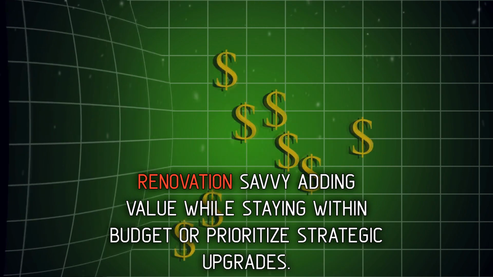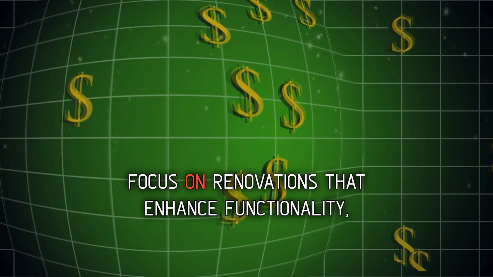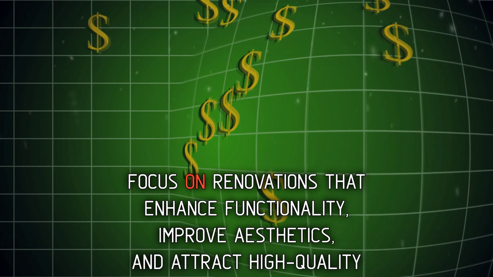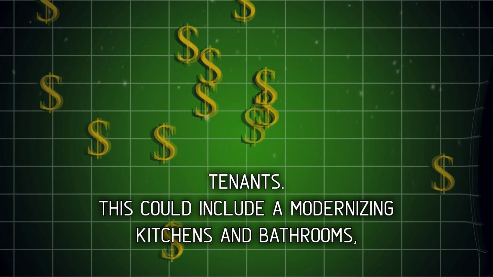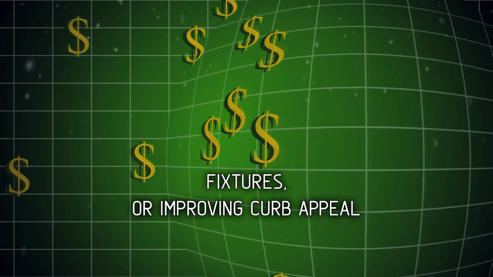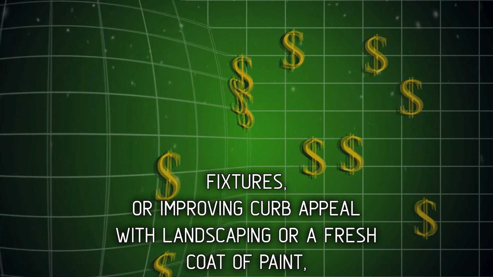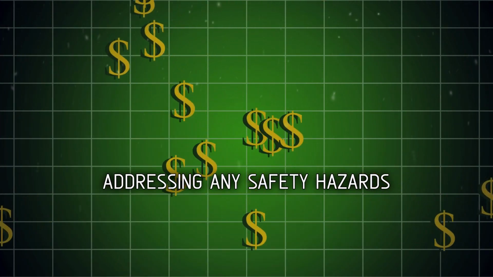Prioritize strategic upgrades. Focus on renovations that enhance functionality, improve aesthetics, and attract high-quality tenants. This could include modernizing kitchens and bathrooms, upgrading flooring and fixtures, or improving curb appeal with landscaping or a fresh coat of paint, addressing any safety hazards or code violations.